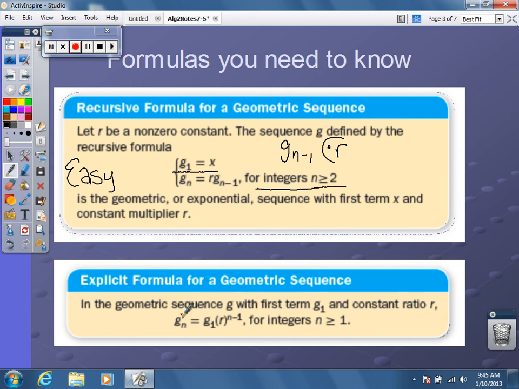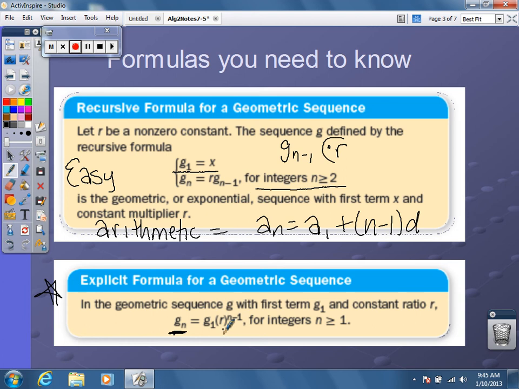Okay, here is the explicit formula, and there's no way around this. You just have to memorize it. If you recall, for arithmetic, this is just a little review, the formula was a sub n equals a sub 1 plus n minus 1 times d, and that d needed to be distributed. Here's the new one: the mystery term, and you can find whatever one you want, is the first term times r to the n minus 1. This n minus 1 will always be there.